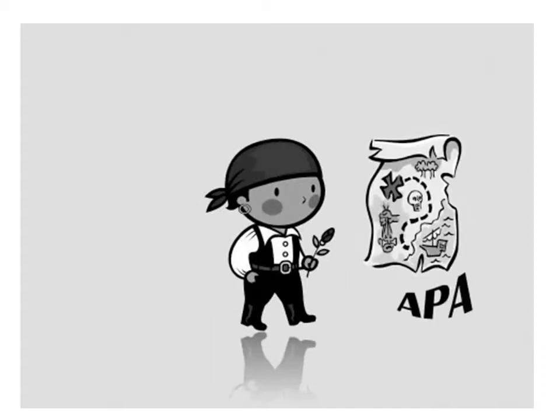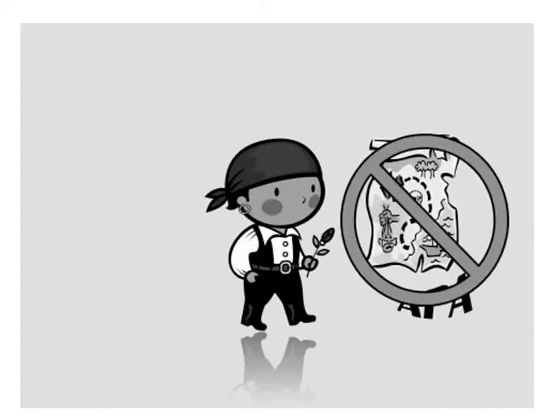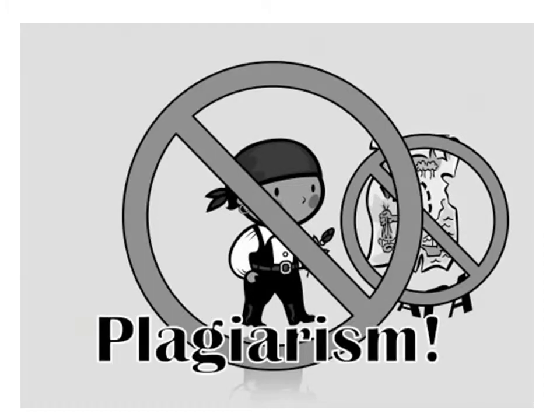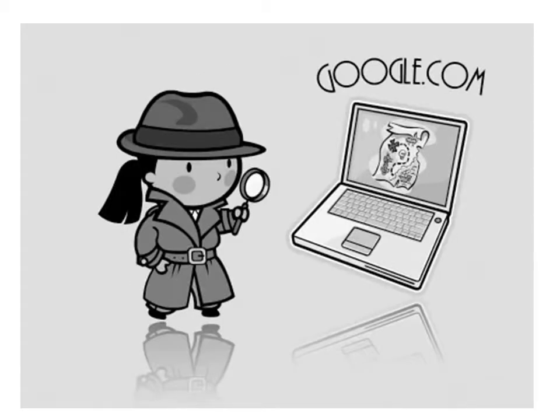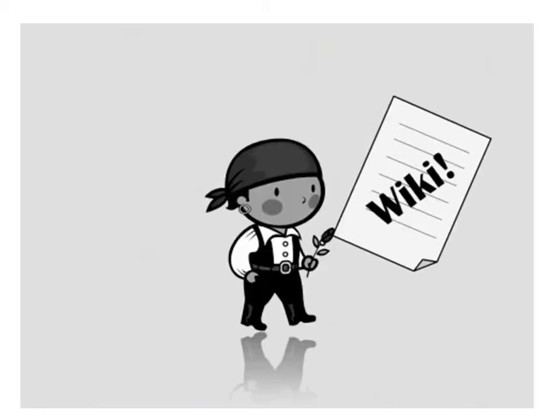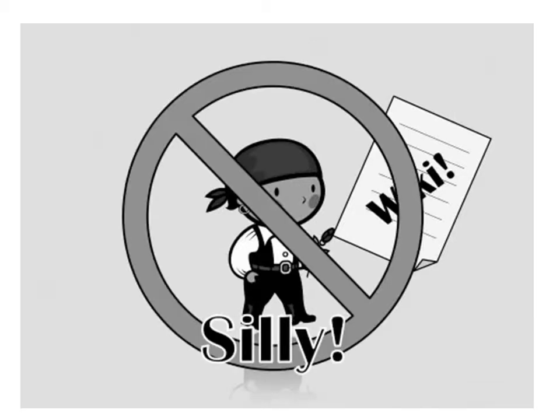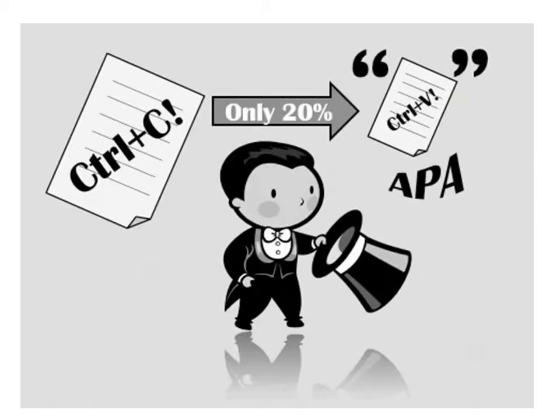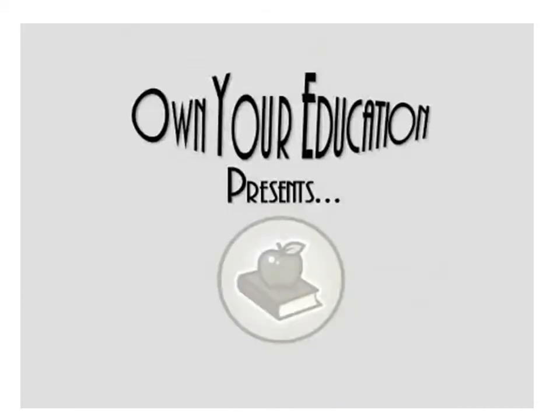Do you cite your sources in the correct APA format? Uh-uh. That's plagiarism. If your instructor can't find where you got the material, it looks like you have something to hide. Remember, they have Google too. Do you use Wikipedia as a source in your work? Uh-huh. That's silly. Wikipedia is not a recognized academic source. Don't be a pirate like Timmy. Use less than 20% of copied material. Note your sources by quotation marks, and cite your sources correctly. When in doubt, ask your instructor.